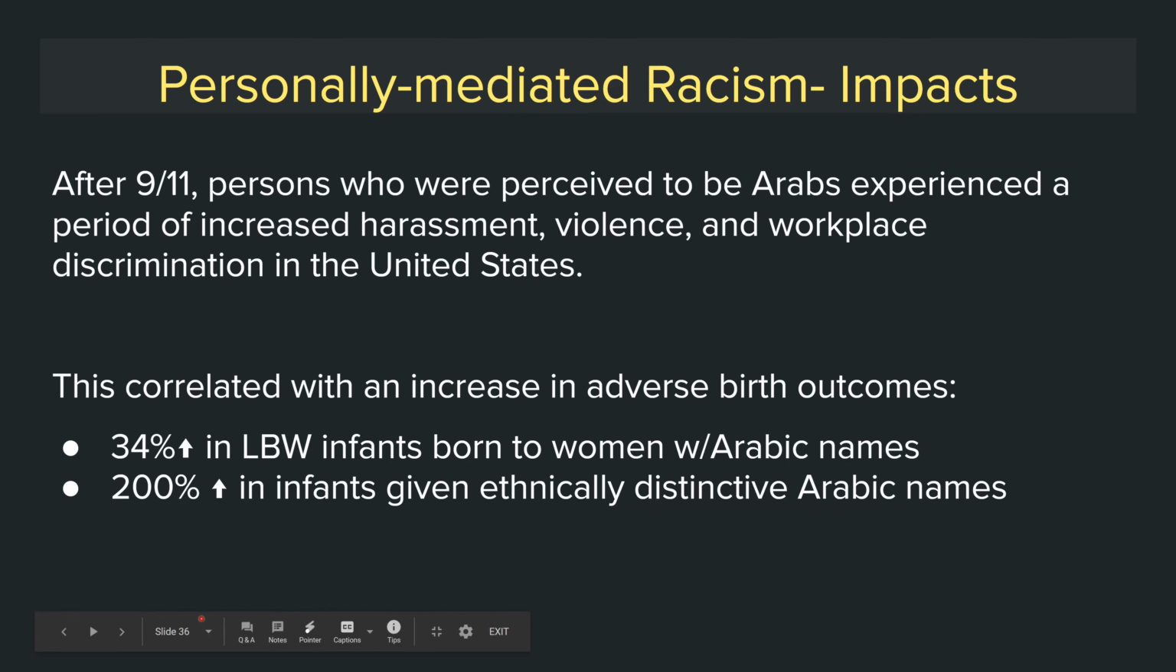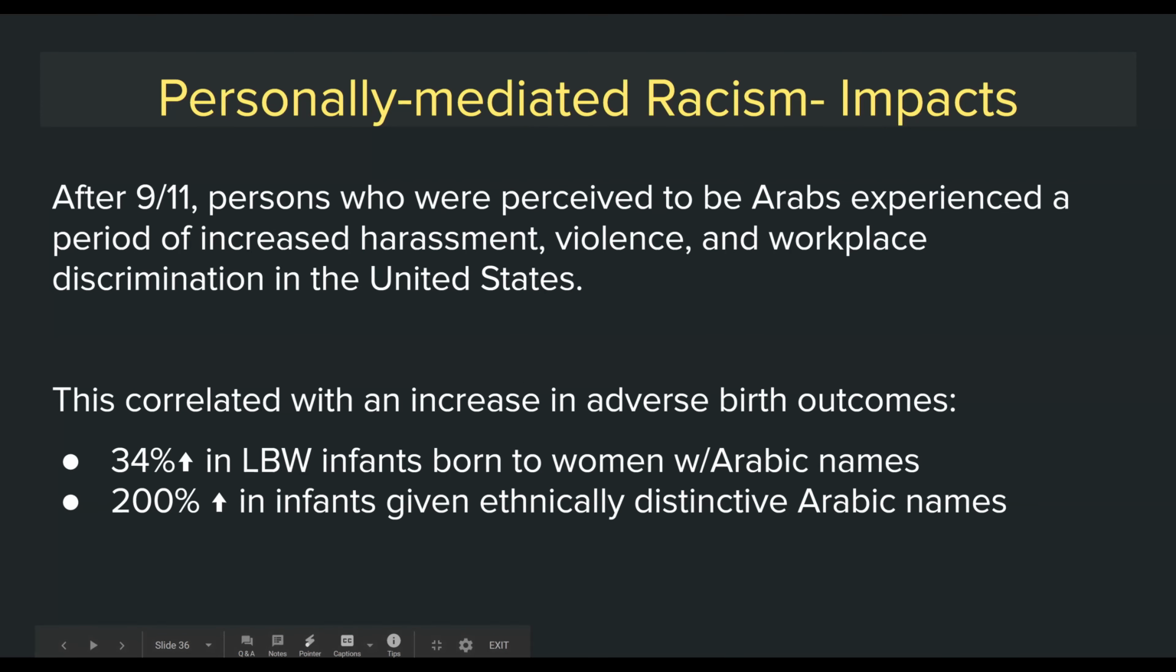So after 9/11, people who were perceived to be Arabs experienced a period of increased harassment, violence, and workplace discrimination in the United States. This also correlated with an increase in adverse birth outcomes. So you saw a 34% increase in low birth weight infants born to women with Arabic names. You saw a 200% increase in infants given ethnically distinctive Arabic names.